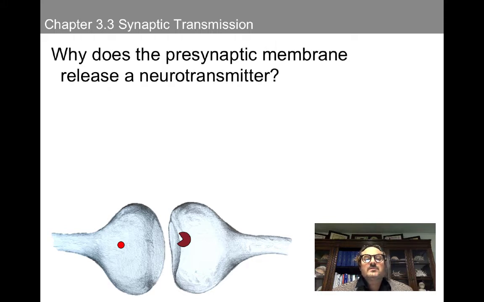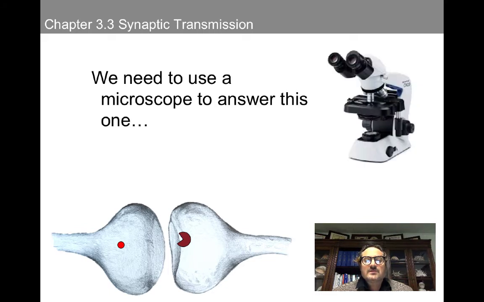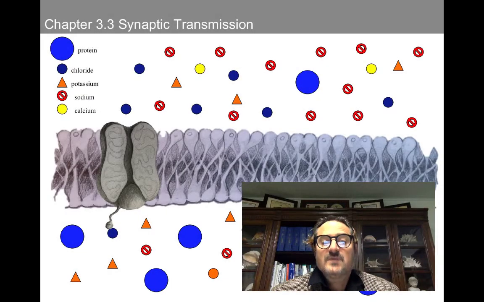So why does the presynaptic membrane actually release a neurotransmitter? What causes this? In order to understand this, it would be helpful for us to look through a microscope at the distribution of molecules inside of the intracellular space and the extracellular space. And here's a diagram you're probably familiar with.